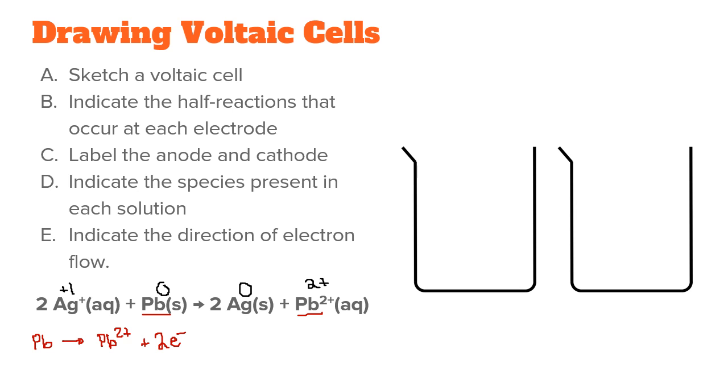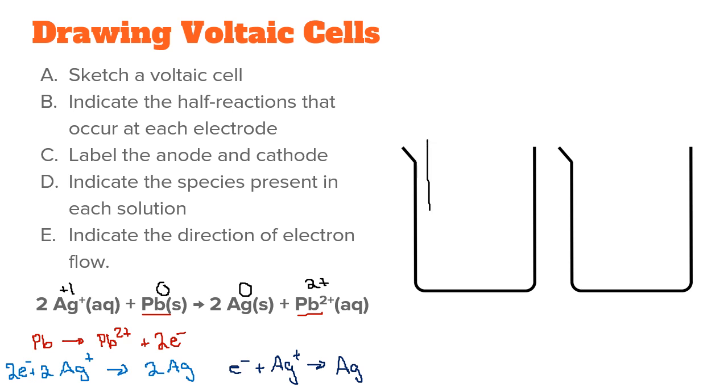Then for silver, the opposite is happening. We're starting with 2 silver plus ions, and on the product side, we have 2 solid silvers. So to maintain a net charge of 0 on the left-hand half, we need 2 electrons here. And we notice that that can reduce, so our final net equation for the reduction half cell will be 1 electron and 1 silver plus ion are combining to form a neutral silver atom. So those are the two half reactions, and we're going to put one in each cell.